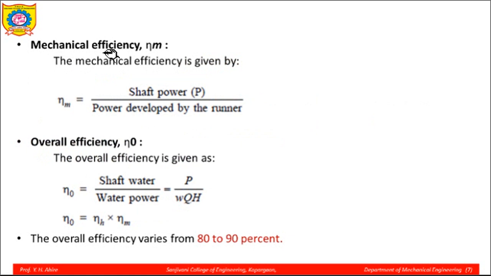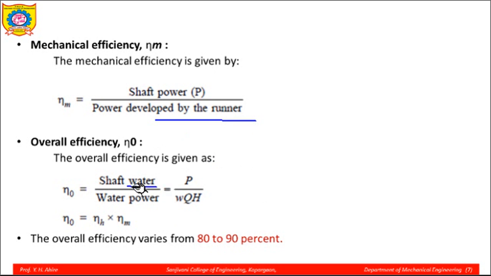Next is mechanical efficiency. The basic formula remains the same. It is a ratio of shaft power available at the turbine runner, Francis turbine runner, divided by power developed by the runner as the water does work on the runner. Okay, shaft power divided by runner power.